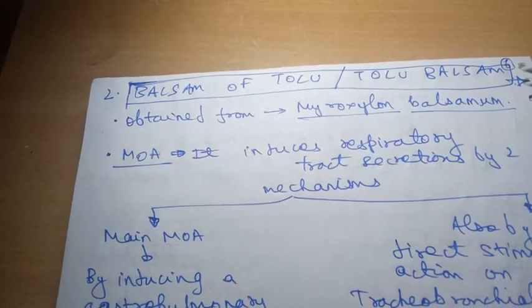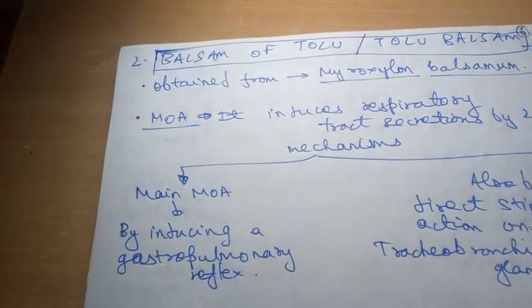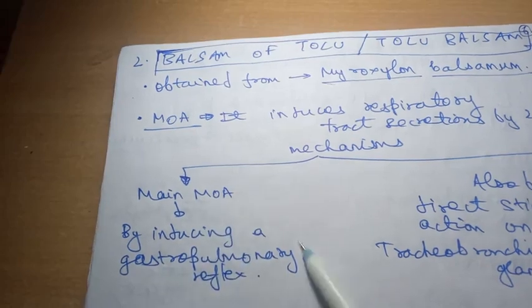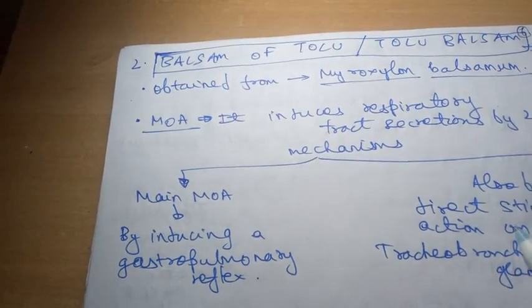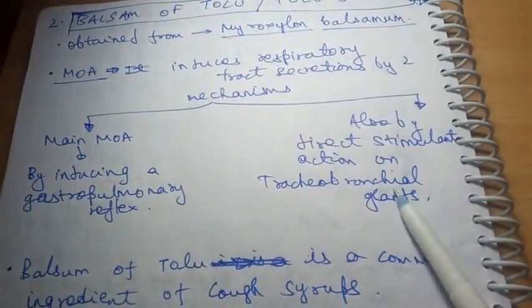The first is the main mechanism of action, and the second is the secondary mechanism of action. Since it belongs to the reflex acting group, it induces the expectorant effect by inducing the gastropulmonary vagal reflex. But it also acts on the tracheobronchial glands. So that is another thing.